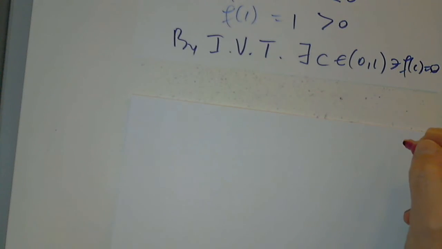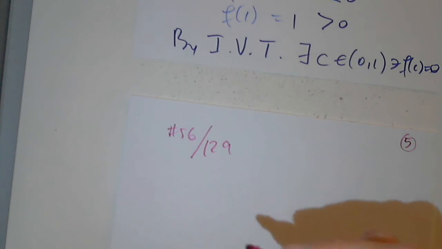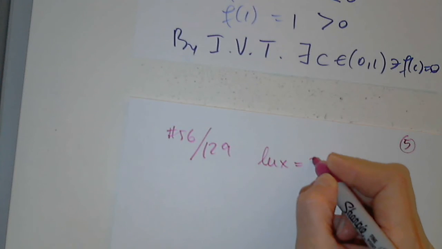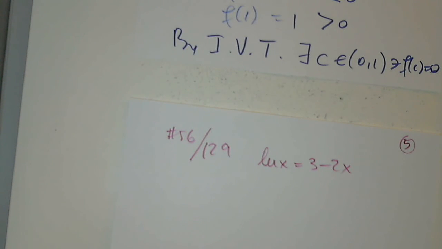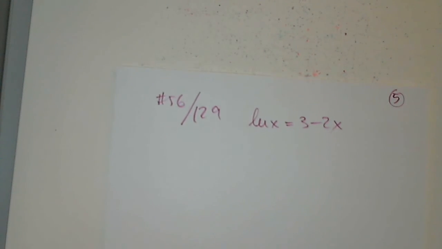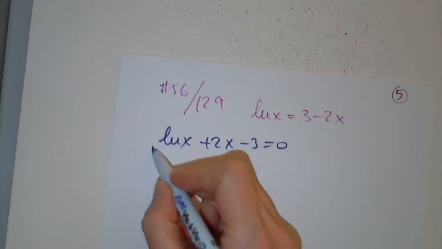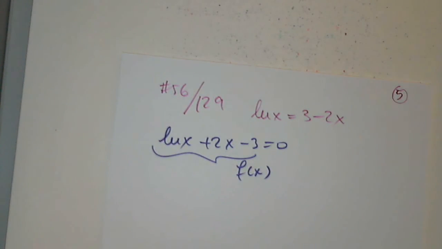So now let's look at one in which we're not given the interval. For example, this is page 556, same page, 129. We have natural log x equals 3 minus 2x. Same idea, we're asked to use the intermediate value theorem and find what the theorem guarantees, a C between such and such. But we are not given an interval. So we're going to create the function first of all: natural log x plus 2x minus 3 equals 0. So this is our f of x.